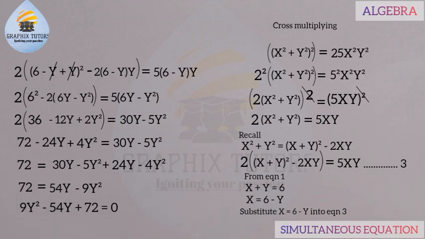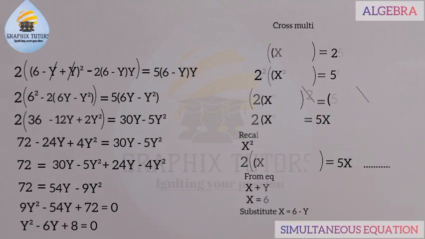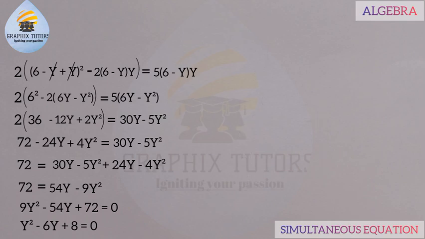Now if you discover that 9 can go into everything we have there, so we're having 9y squared divided by 9 remaining y squared, 54 divided by 9 remains 6y, 72 divided by 9 remaining 8, equals to what? 0, right? Because 0 divided by 9 is still 0. So if you write this quadratically, we'll be having y squared minus 4y minus 2y plus 8 equals to 0. Now you'll be wondering, how did I come about minus 4y and minus 2y?